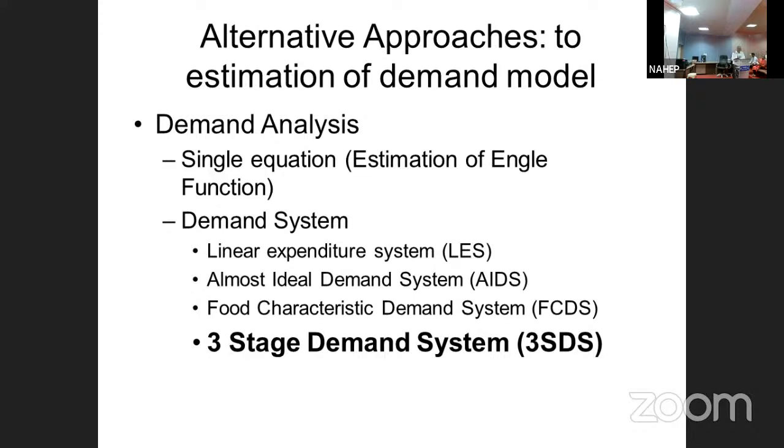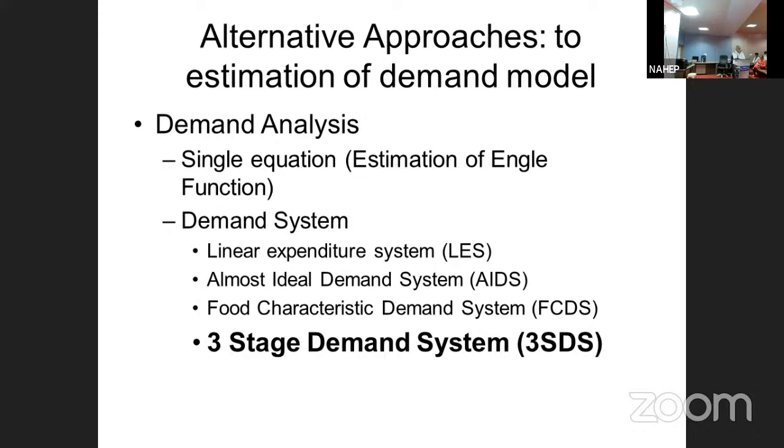Now, the last one, the old letter, 3-stage demand system. Here we estimate the demand in 3 stages, which is a modification of the Yates model. What is the modification in the Yates model? In this model, they use the quadratic income. As income goes up, the consumption starts declining. It does not go up.